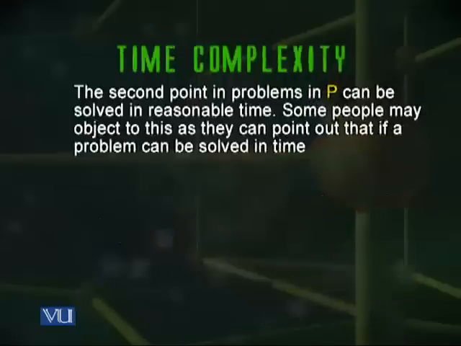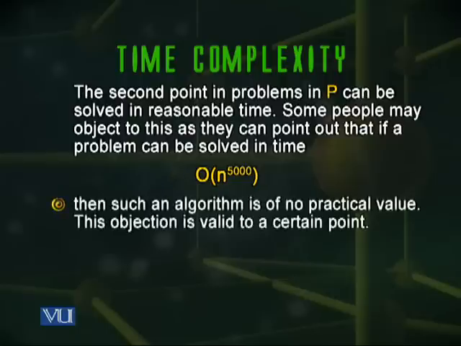The second point is that problems in P can be solved in reasonable time. However, there's one objection. Someone can point out that if somebody finds an algorithm to solve a problem in order n to the 5000, then such an algorithm cannot be of practical value.